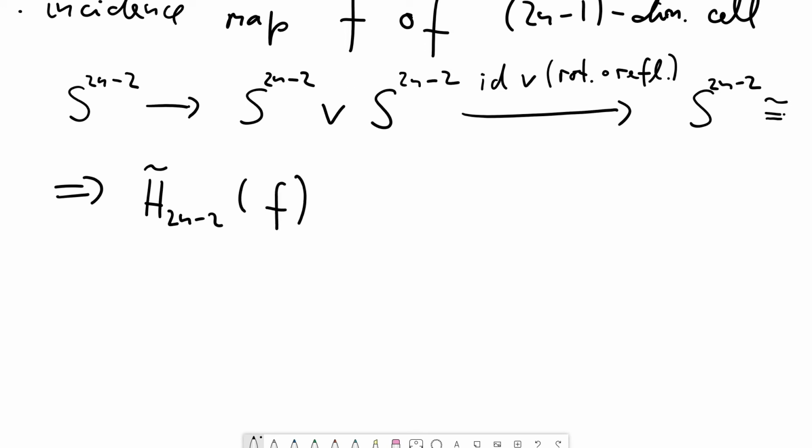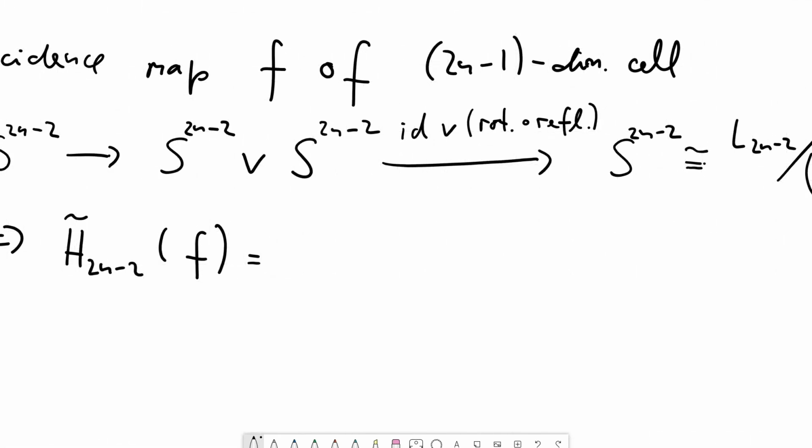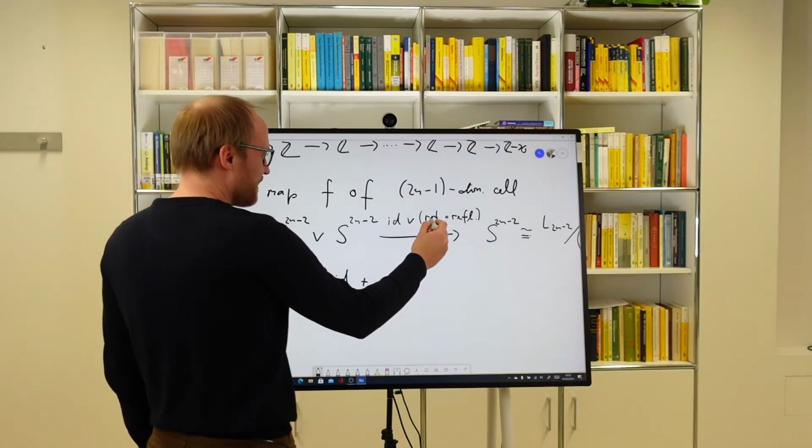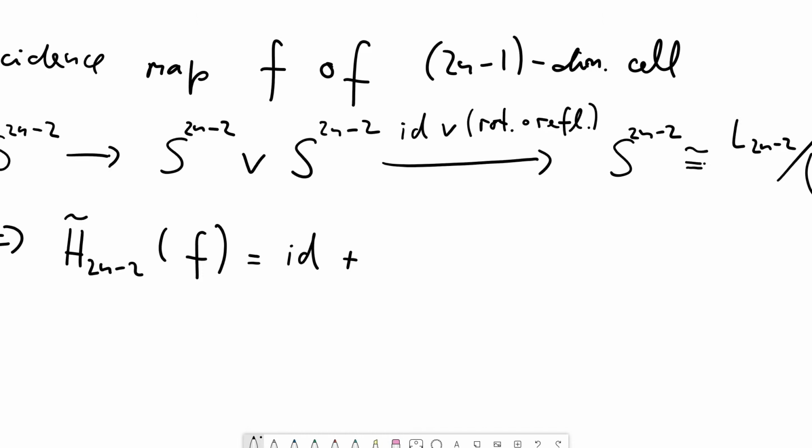Well, this reduced homology is additive with respect to coproducts. So I just get the sum of these two maps here. And H twiddle 2n minus 2 is a functor, so applying it to the identity just gives the identity. The second map here is the composition of a reflection and afterwards a rotation. And we already know that a reflection induces in homology minus the identity.